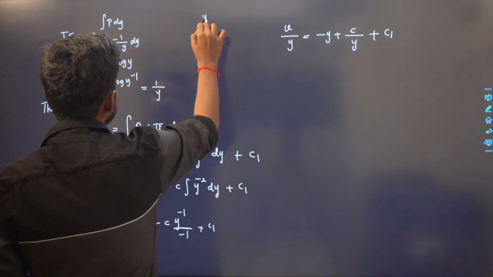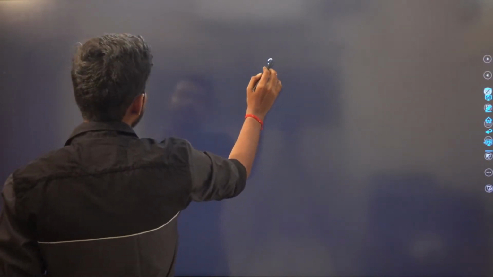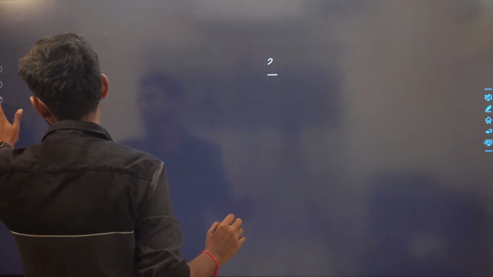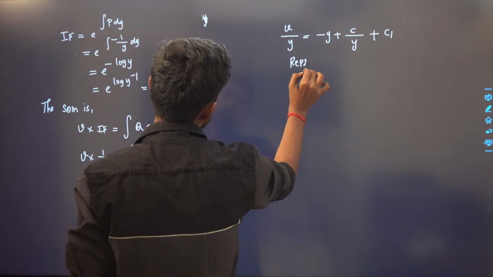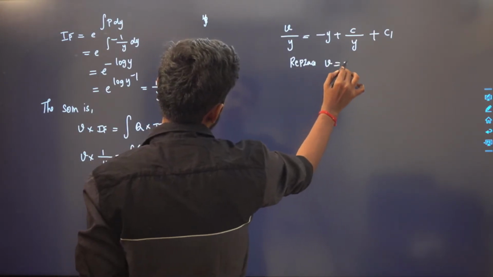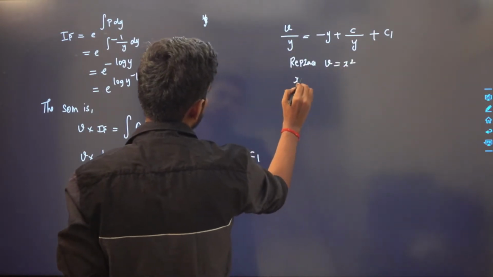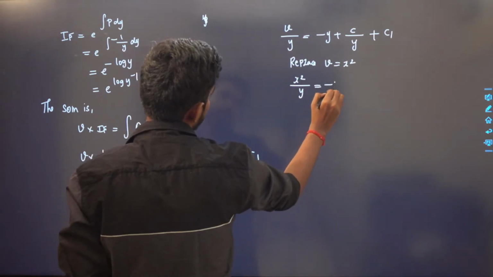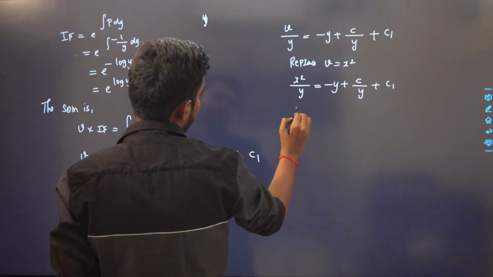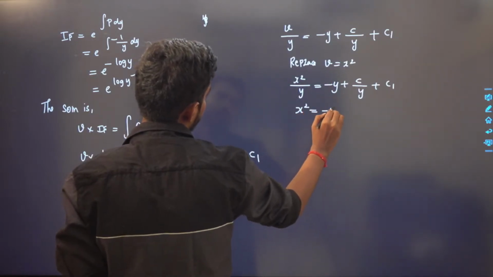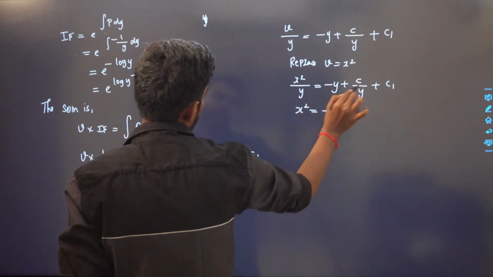What is v? v is x square, right? So replace v is equal to x square. So we have x square by y is equal to minus y plus c by y plus c1. If we cross multiply this, we will have x square minus y square.